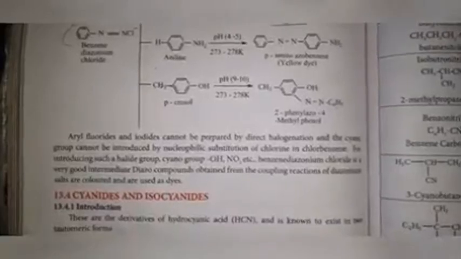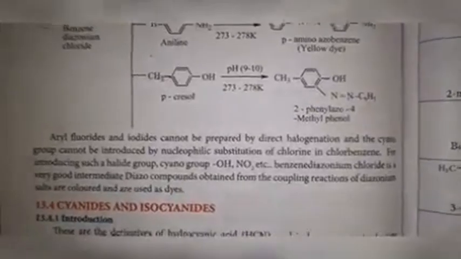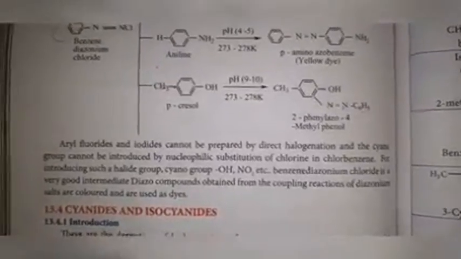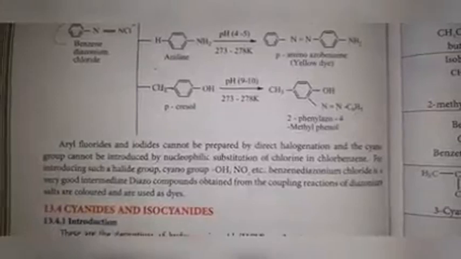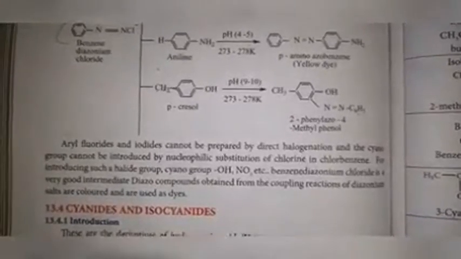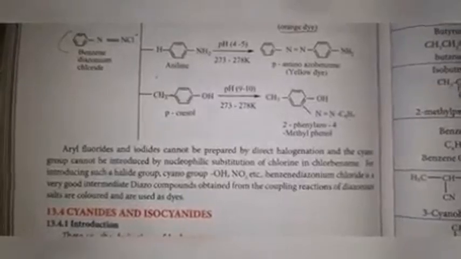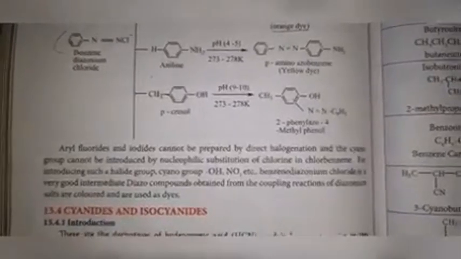Aryl fluorides and iodides cannot be prepared by direct halogenation. And the cyano group cannot be introduced by nucleophilic substitution of chlorine in chlorobenzene. For introducing such a halide group, cyano group, OH, or NO2 group, benzene diazonium chloride is a very good intermediate. So azo compounds obtained from the coupling reactions of diazonium salts are colored and are used as dyes.